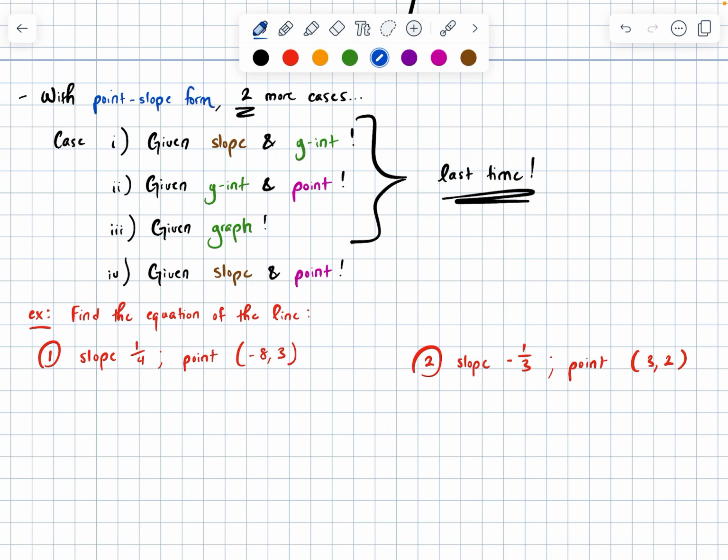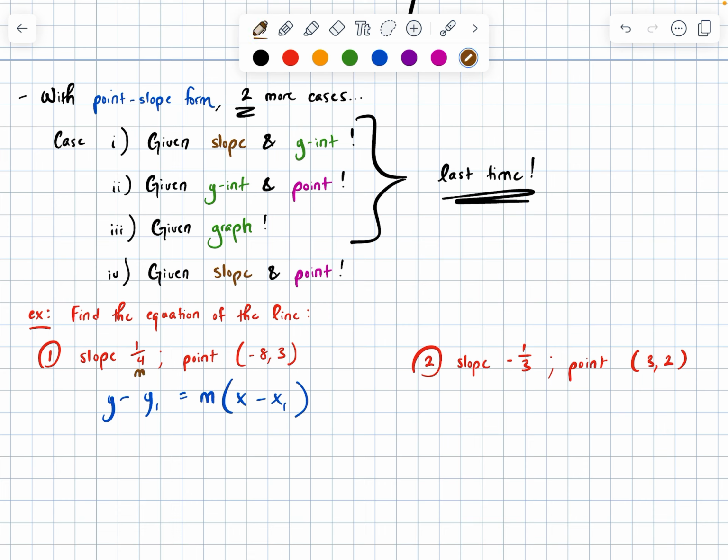Alrighty, so I know that I want to use point-slope form. What is point-slope form? Say it with me. Well, it's y minus y1 equals m times parentheses x minus x1. Again, our goal is to commit this to memory.